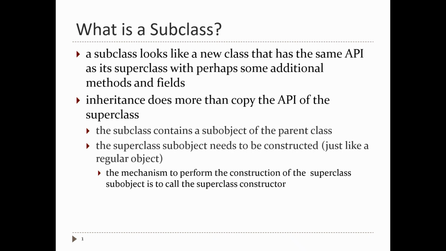To understand why the rules are needed, you need to understand what exactly a subclass is. A subclass looks like a new class. It has the same public interface that the superclass has: all the public methods that are in the superclass, the subclass also has. The subclass is allowed to add extra methods and fields if it needs to. In Java, inheritance does more than just copy the interface of the superclass. What actually happens is your subclass object contains a subobject of the parent class type. What does that mean? It means every StoppingCounter has a Counter object inside of it.